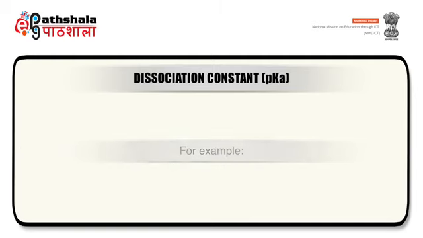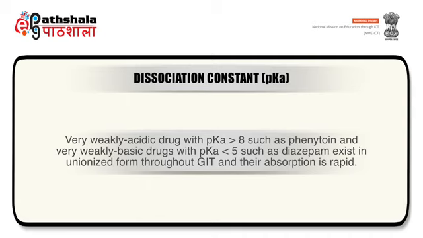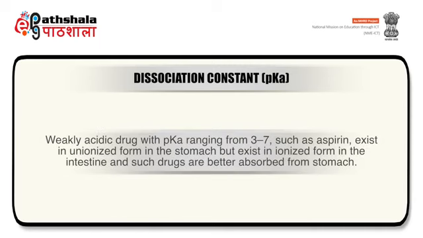For example, very weakly acidic drugs with pKa greater than 8 such as phenytoin and very weakly basic drugs with pKa less than 5 such as diazepam exist in unionized form throughout the GIT and their absorption is rapid. Weakly acidic drugs with pKa ranging from 3 to 7 such as aspirin exist in unionized form in the stomach but exist in ionized form in the intestine, and such drugs are better absorbed from the stomach.